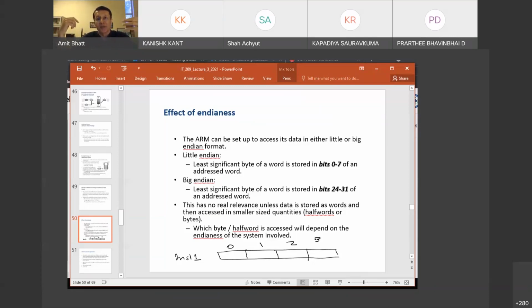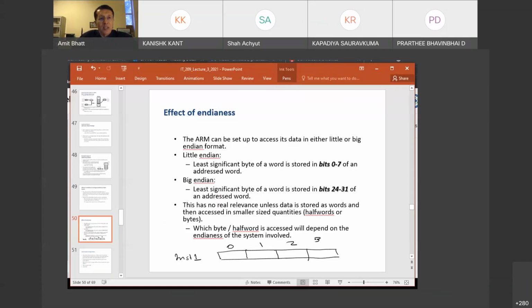Then you have a problem if they don't understand the endianness of each other. If the big endian one sends a byte, the meaning would be totally different. The little endian system would send a byte from its most significant byte, and it would be interpreted as the least significant byte by the big endian system. So that's why ARM in its hardware has made this feature that it would work on both little endian and big endian systems. Only it has to be told. In your programming, you don't have to worry about it.